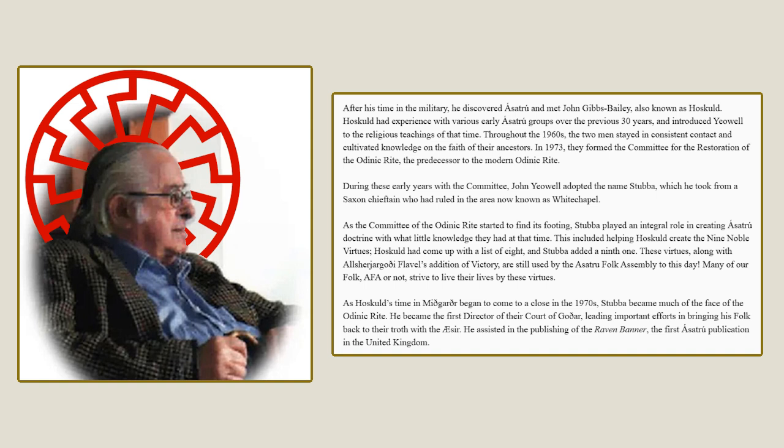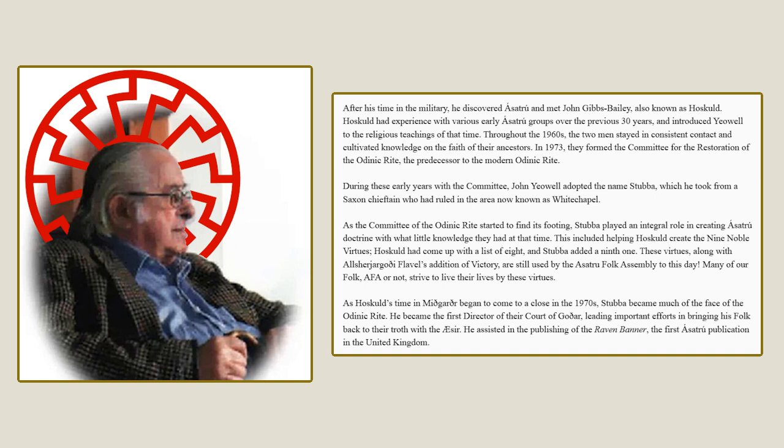In 1973, they formed the Committee for the Restoration of the Odinic Rite, the predecessor to the modern Odinic Rite. During these early years of the committee, John Jarl adopted the name Stubba, which he took from a Saxon chief who had ruled in the area now known as Whitechapel. As the Committee of the Odinic Rite started to find its footing, Stubba played an integral role in creating Asatru doctrine with what little knowledge they had at the time.